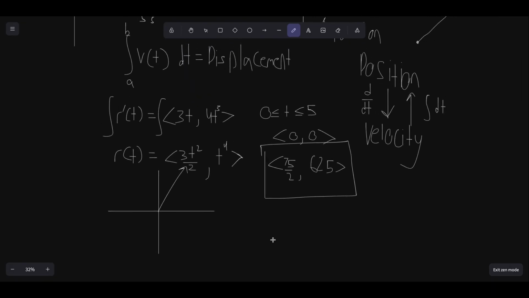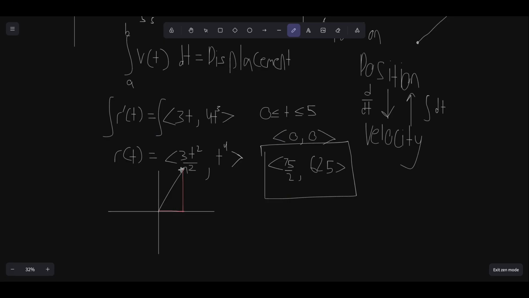And of course, if this question was asking us to find the magnitude of the displacement vector, then just use the Pythagorean theorem. Think about it. 70 over 2, that's essentially my displacement in the x direction. And then 625, that's my displacement in the y direction. So to find the magnitude of a vector, once again, you could just use the Pythagorean theorem to solve that.